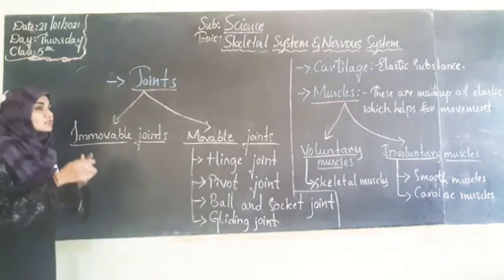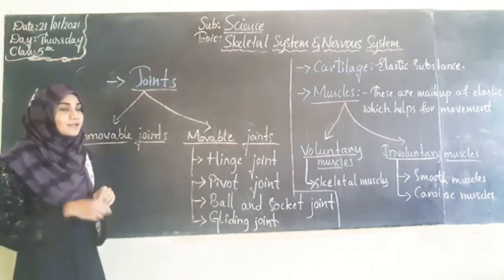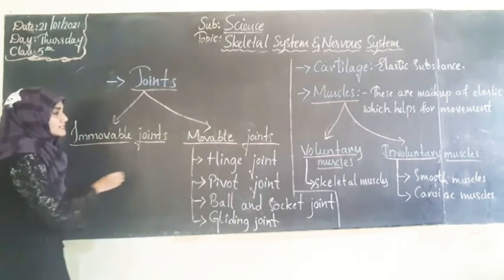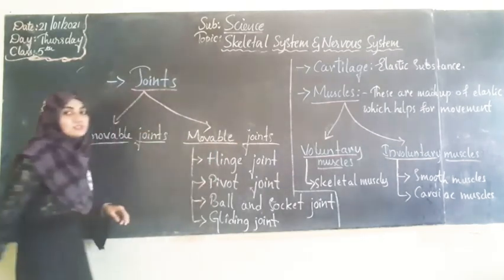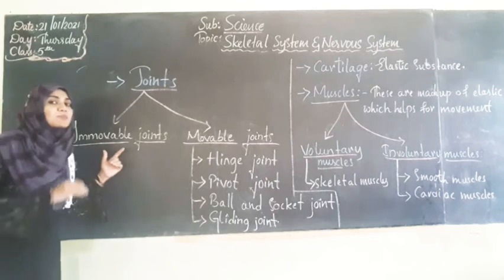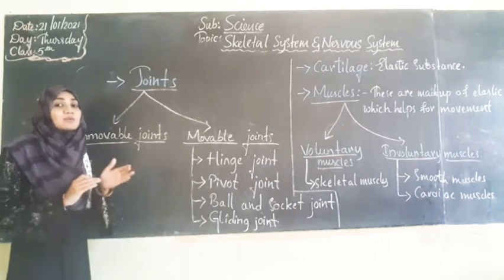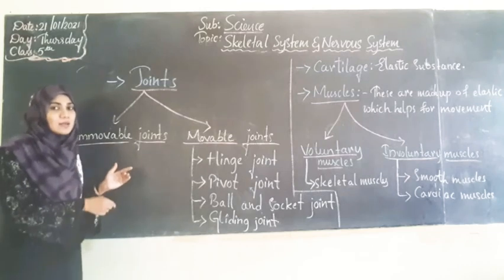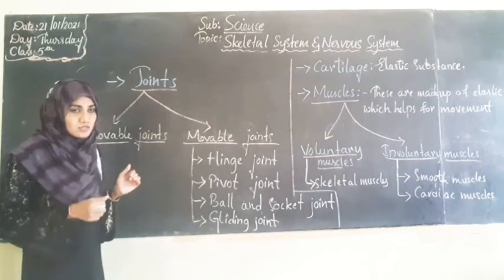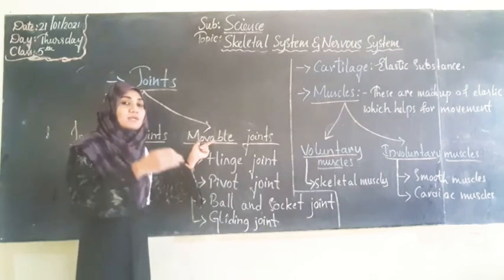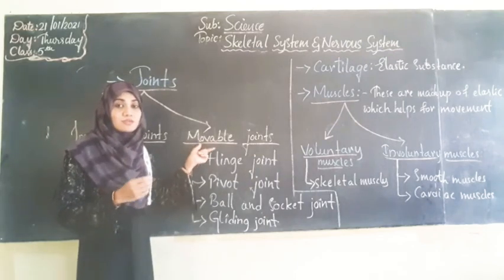Now in the human body, the joints can be divided into two types. One is immovable joints, another one is movable joints. Immovable, by the name itself, means which cannot be moved. Further about this we will study with examples by seeing the structure also. Movable joints are the joints which can be moved the way we want.